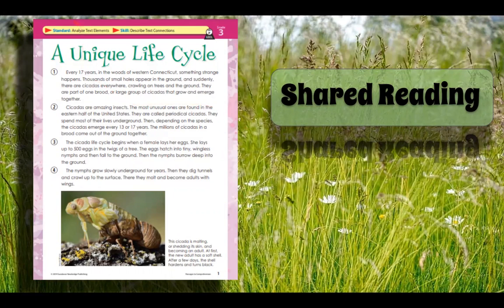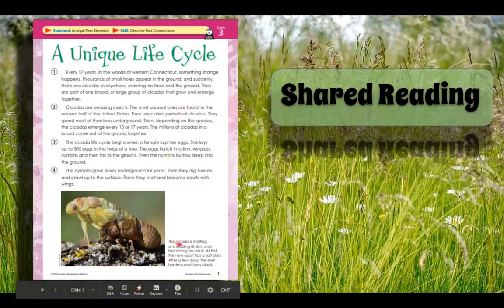The standard for this is analyzed text elements and the skill is describe text connections. The passage is called A Unique Life Cycle. The word unique means kind of like a one-of-a-kind thing. It means special, just to that thing, that creature. And the creature we're going to be talking about is a cicada.